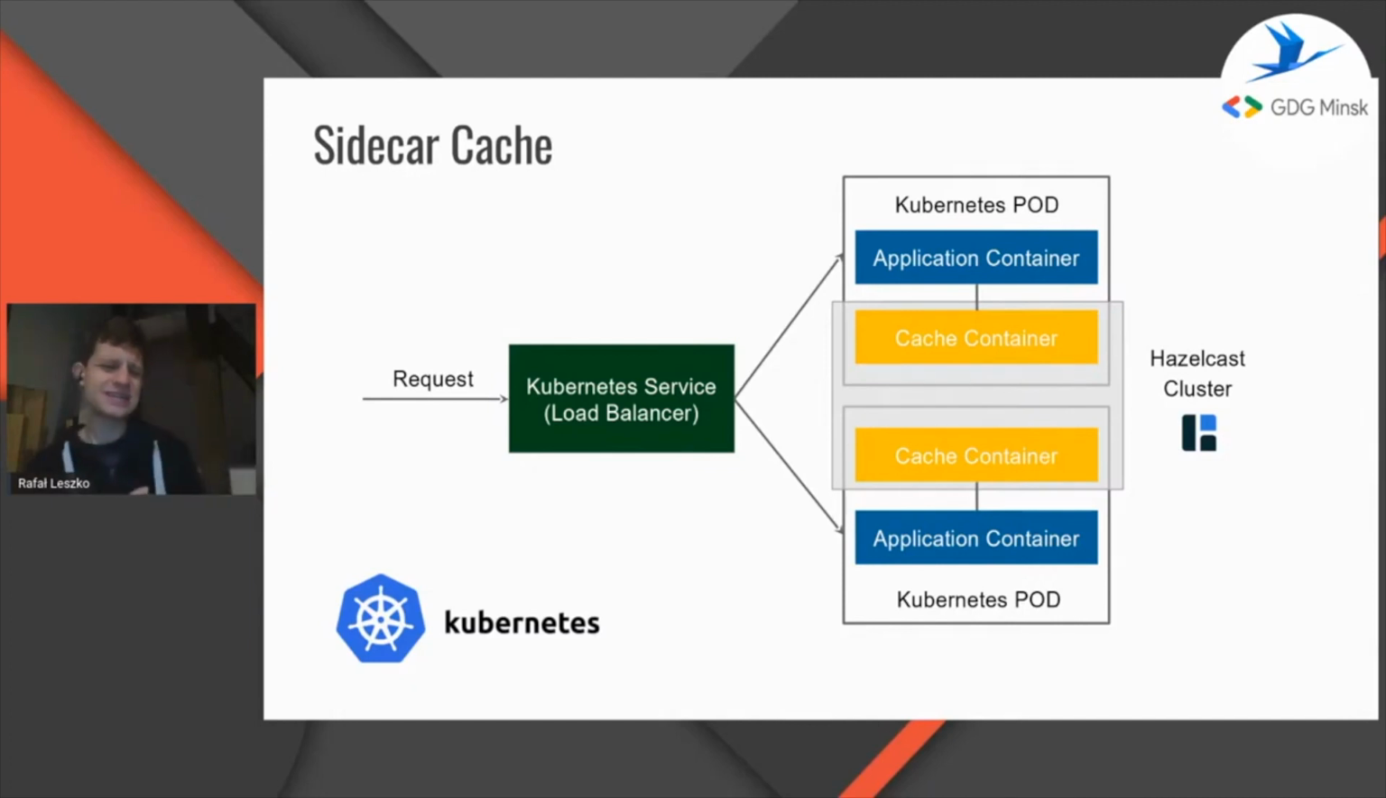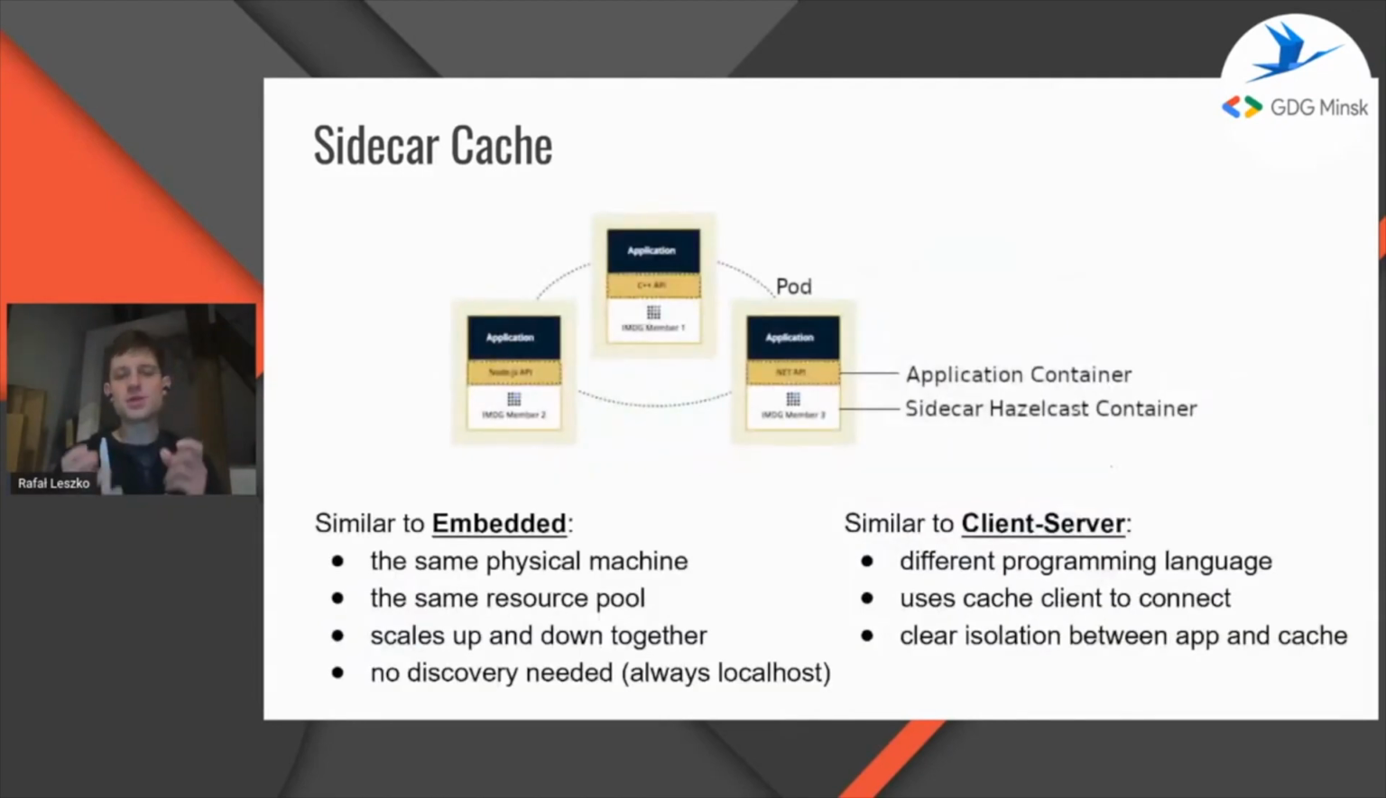So this solution, the sidecar, is kind of somewhere in between embedded and client-server. It's similar to embedded because we run the cache on the same physical machine as the application, and it scales up and down together with your application, and there's no discovery needed. It's always localhost. But it's also similar to client-server because after all, we use a cache client, so you can use any programming language, and the cache server and the application run in separate containers, but in the same pod. So there is some isolation between them.